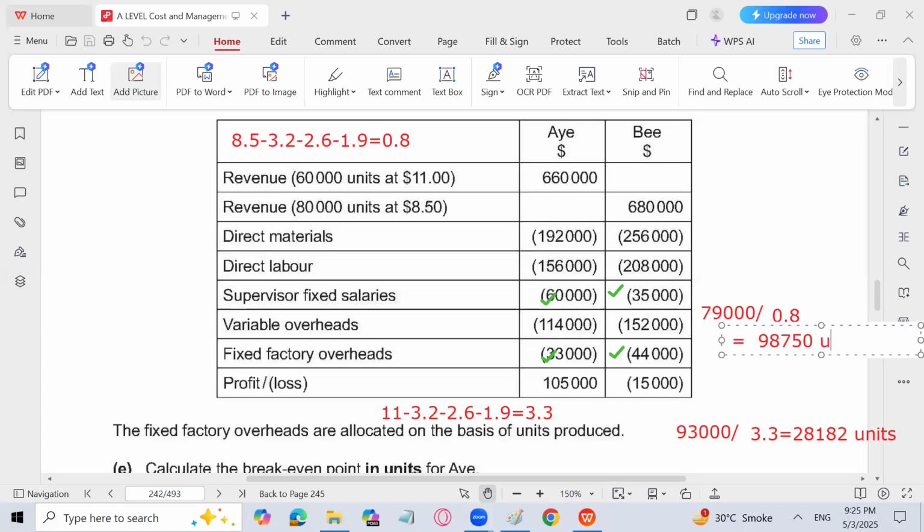98750 units. हम कितना सेल कर रहे हैं currently? 80,000 units we are selling. That is why we are selling 80,000 units and the break-even point of B will be at 98750 units. So we are selling less than break-even point. That's why we are sustaining a loss in B of 15,000. In the production of B, and we are selling 80,000 units of B, we are facing a loss of 15,000. Why? Because the break-even point we will get at 98750 units. हम तो उससे भी कम सेल कर रहे हैं, तो लॉस ही होना है ना.